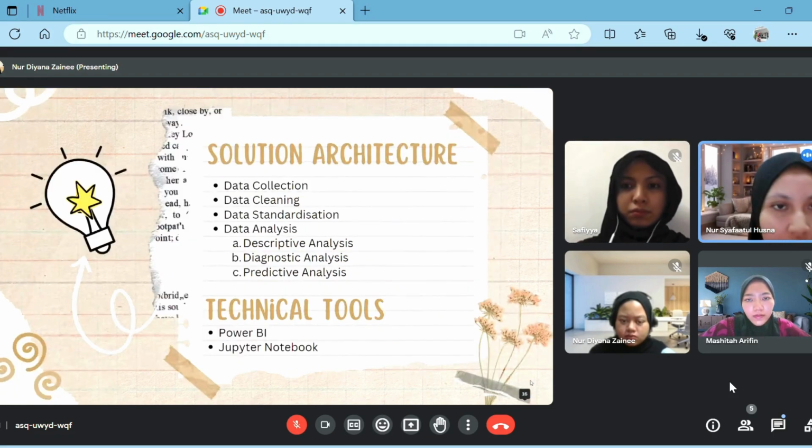For the solution architecture, number one is data collection, number two is data cleaning, number three is data standardization, and lastly, data analysis, which is divided into three parts: descriptive analysis, diagnostic analysis, and predictive analysis. The technical tools are Power BI and Jupyter Notebook.